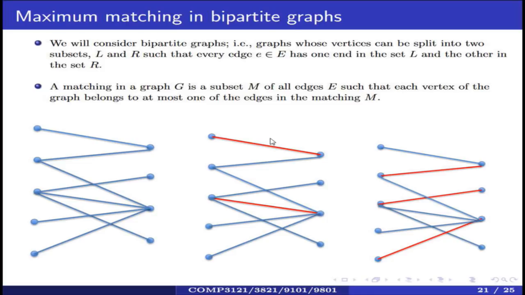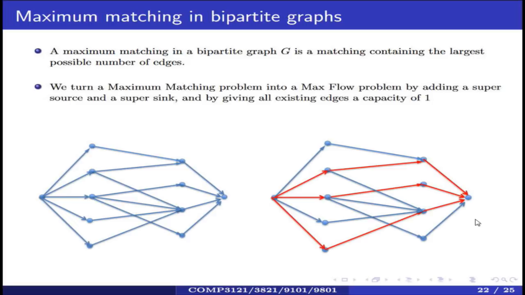Say, if we put the capacities of all edges equal to 1, right? If all capacities are equal to 1, then a maximal matching would correspond to maximal flow from the left-hand side to the right-hand side. If you just imagine that these guys are all sources and all of these guys are all sinks, then we can reduce it to a max flow problem by doing the trick that we just mentioned.